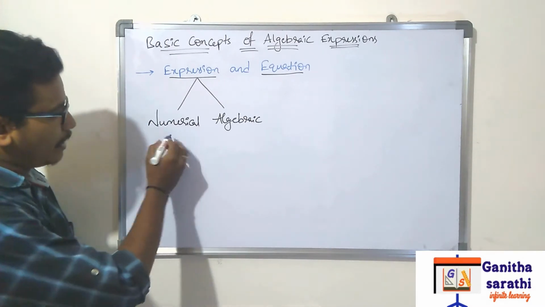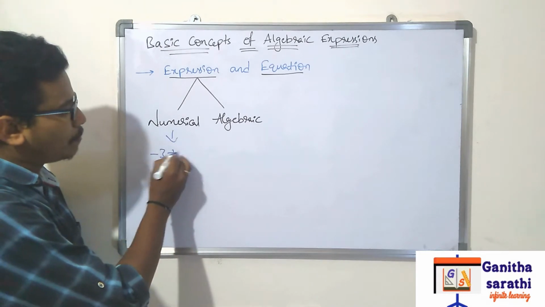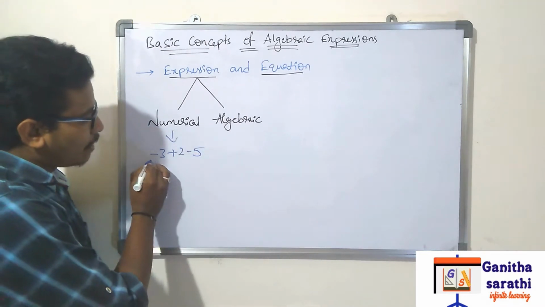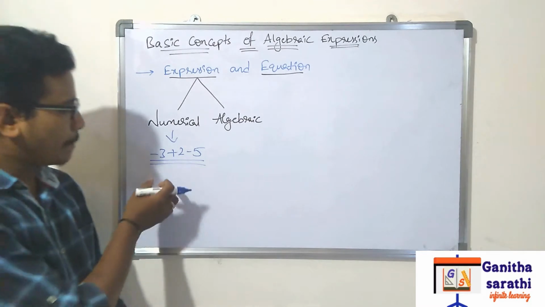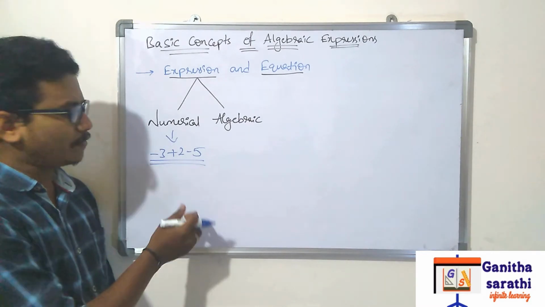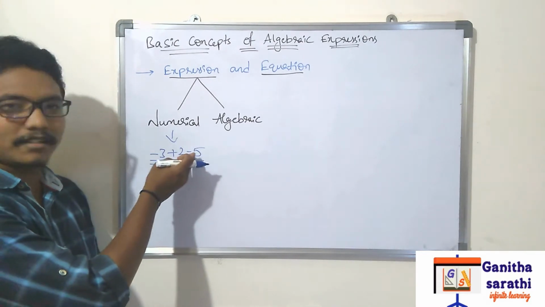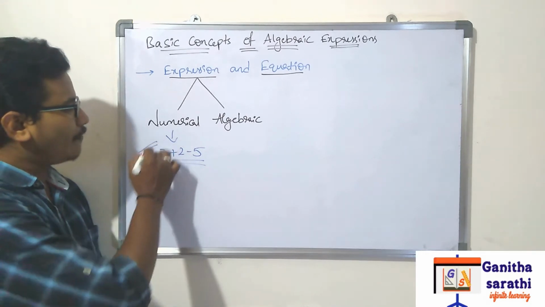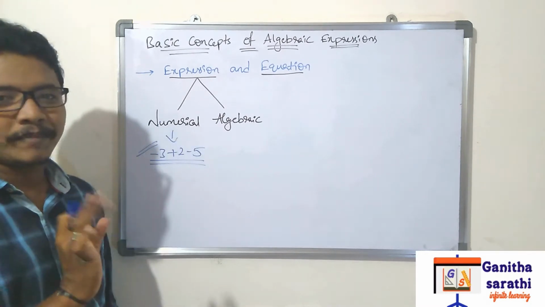Means, for example, you can take minus 3 plus 2 minus 5. What you can see here, numbers with the mathematical operations, right? Mathematical operations means minus, plus are there. So these kinds of expressions are called numerical expressions.